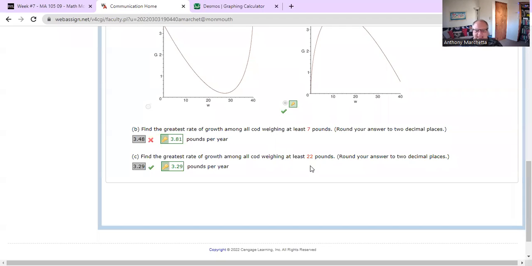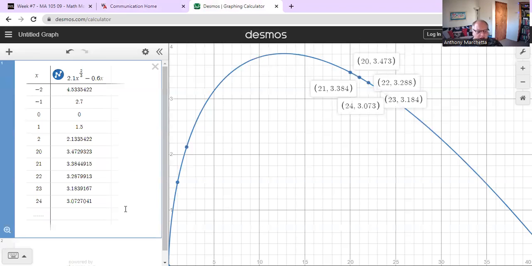The question is saying at least 22 pounds. What is the greatest rate for at least 22 pounds? For at least 22 pounds, all of these dots are all at least 20 pounds. The greatest one of them, again, and I'm going to use my star, is this one right here. This is the best one.